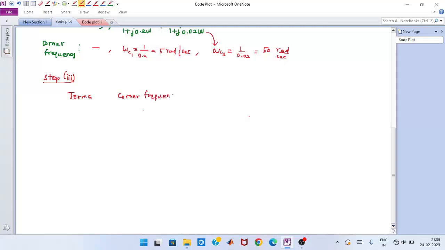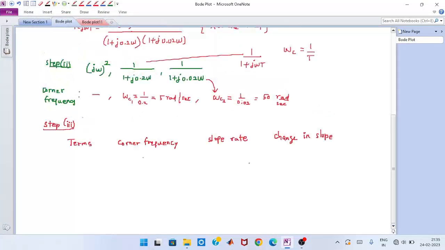Column number three is the slope rate associated with each of the terms. Then the last column is the change in slope. So these are the columns you have to put in a table. Now we try to accommodate the values.